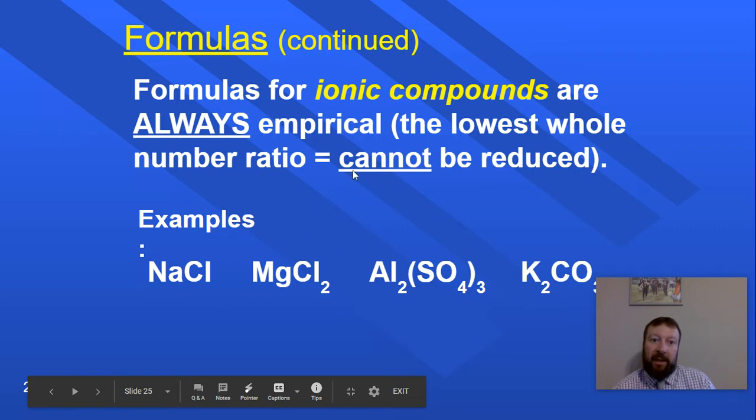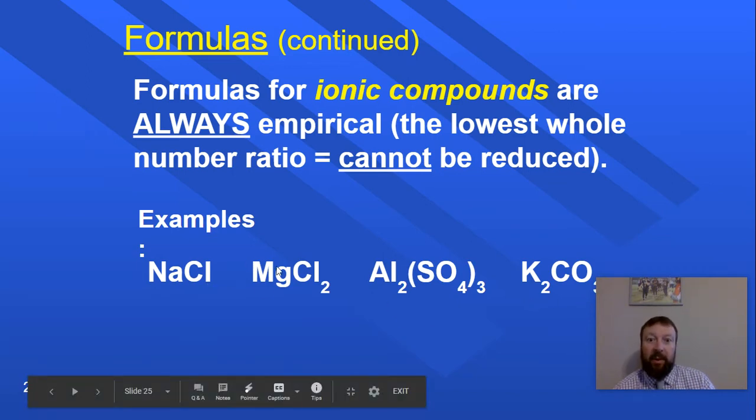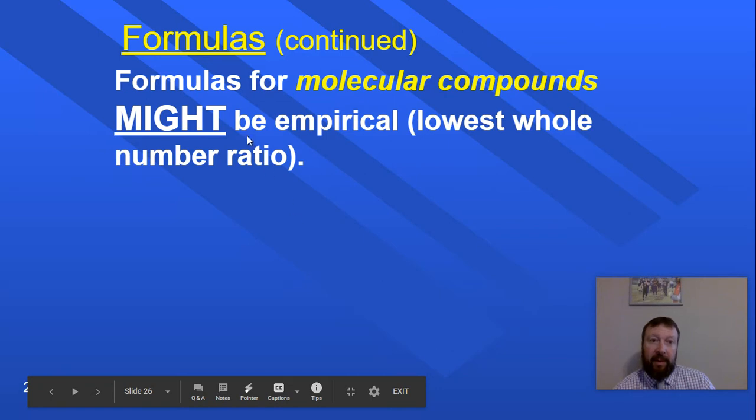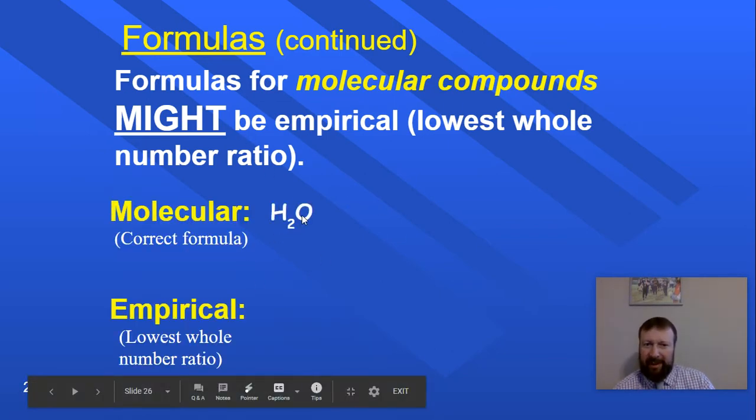So if you look at ionic formulas, NaCl, notice we already simplified them, so you don't have to simplify any of those. Those are all empirical formulas. But a molecular compound, H2O, guess what? I can't factor that. So the molecular is still the empirical formula.